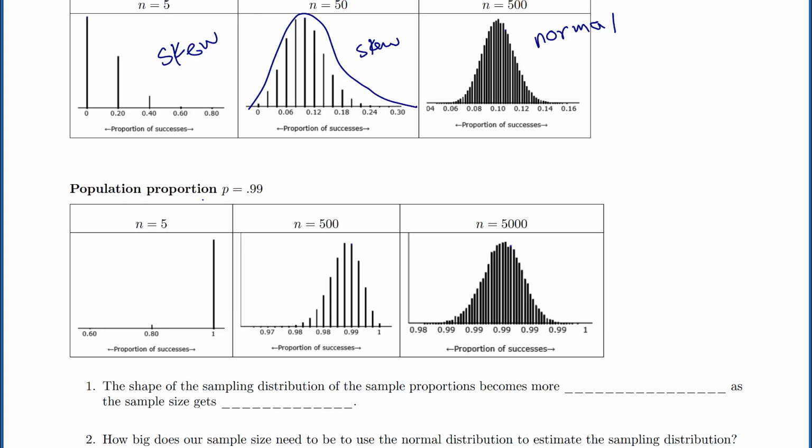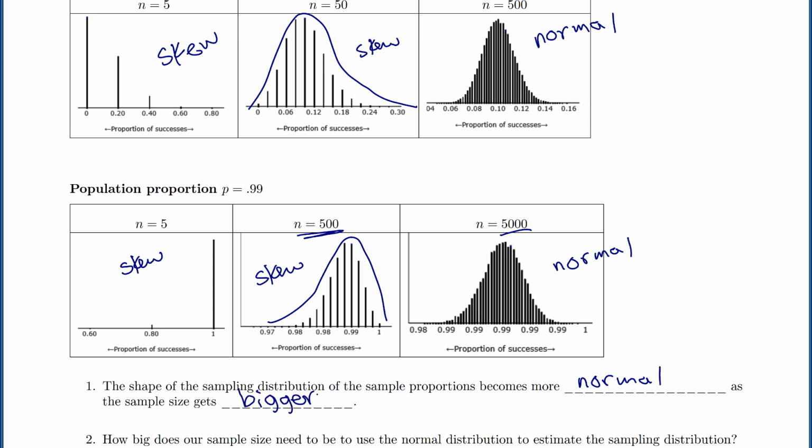What if we try with a population proportion of 0.99? If I only do a sample size of 5, notice it is very much not normal. In fact, it's almost guaranteed to have a sample proportion of 1. Definitely very skewed. But even at n equals 500, you're still kind of skewed. And notice I changed how many I did here. But by the time I get to 5,000, it does look normal. So the shape of the sampling distribution of the sample proportions becomes more normal as the sample size gets bigger.